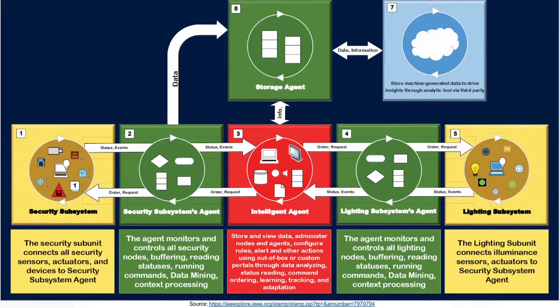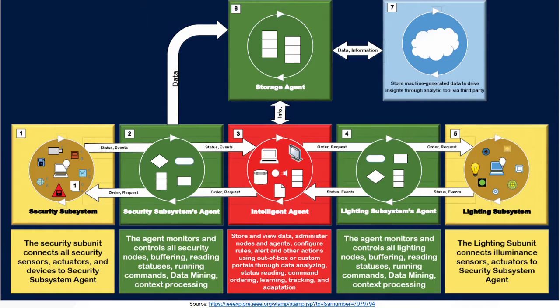Let's look at the lighting subsystem's agent. Now that the security subsystem has updated data and has been pushed forward to the intelligent agent in the cloud, the lighting agent monitors and controls all lighting nodes, buffering, reading statuses, running commands, data mining, and context processing. The lighting subunit connects illuminance sensors and actuators to the lighting subsystem agent.